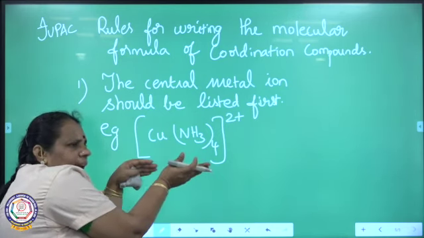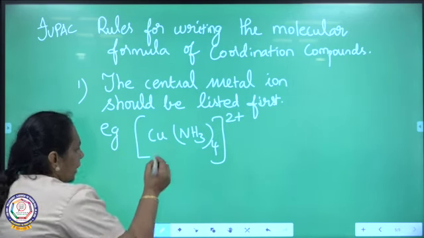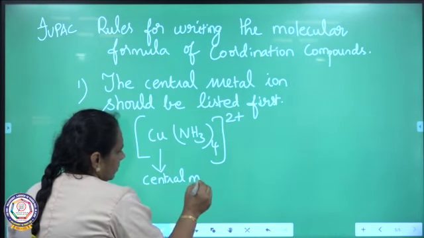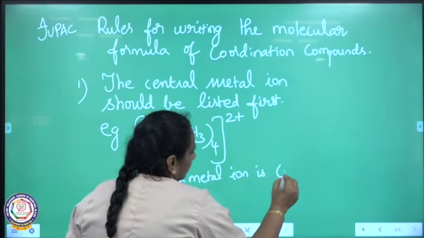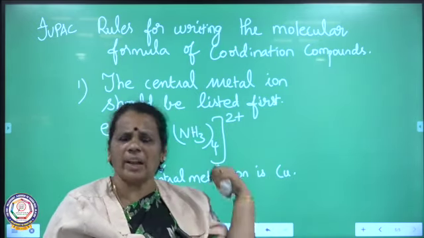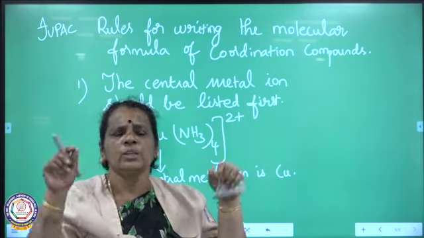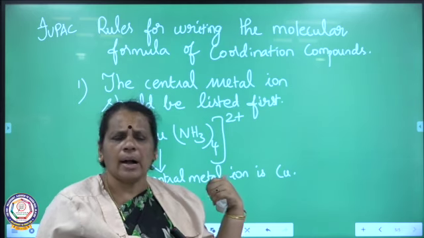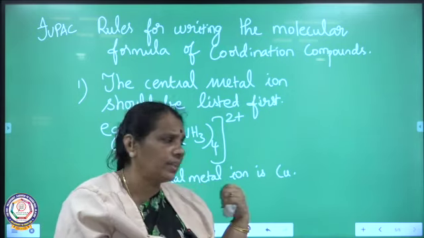Inside the square bracket, the starter will be the central metal ion, which is the electron acceptor. So here the central metal ion is copper. So this is the first rule. Usually in the coordination compound, while writing the molecular formula, the central metal atom should be stated first in the square bracket. I have given the example tetraamine copper ion. Here copper is the central metal ion, so it should be written first in the square bracket.